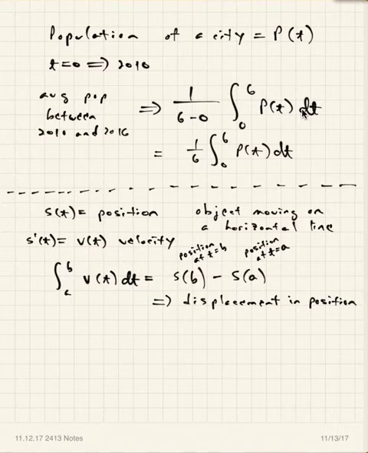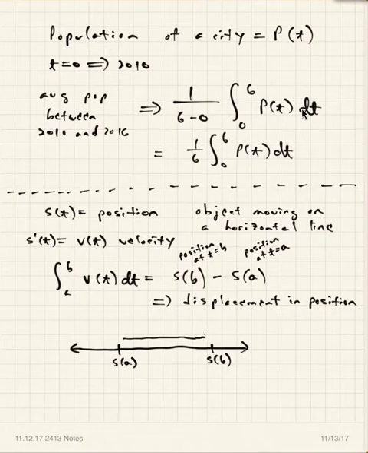So if you're saying, for example, remember this object's moving in a horizontal line. If this is its position at time A, that would be s of A, and this is its position at time B, s of B, if you subtract them, you get the distance between those two, which is displacement, right? This is displacement, but it may not be distance moved.